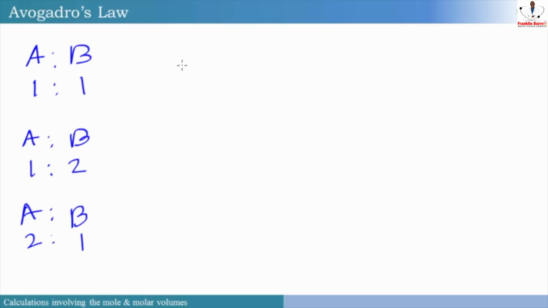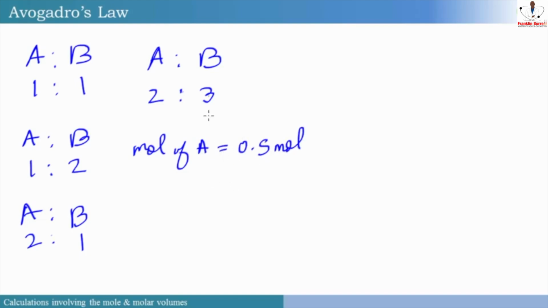But suppose we have different values now. So A to B, and let's say the mole ratio is 2:3. Not as straightforward as saying they are the same if it is 1:1, or if I know one, then I just multiply the other by 2, or divide by 2. 2:3 is a bit more complicated. So let us say we know the moles of A to be equal to, say, 0.5. What is the moles of B? Now remember again, it's not straightforward.